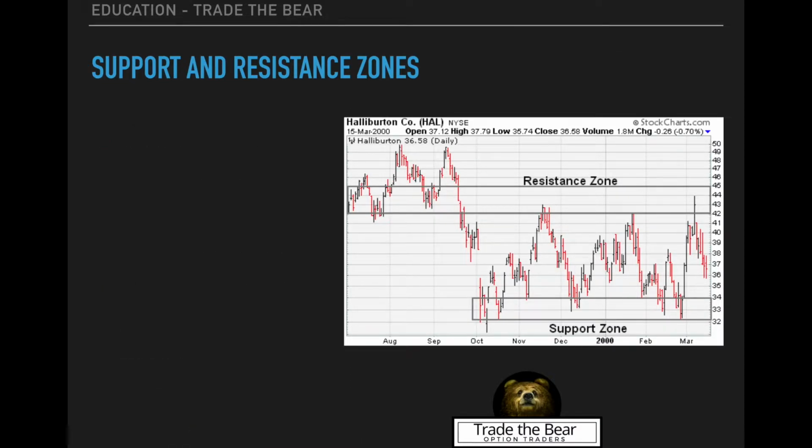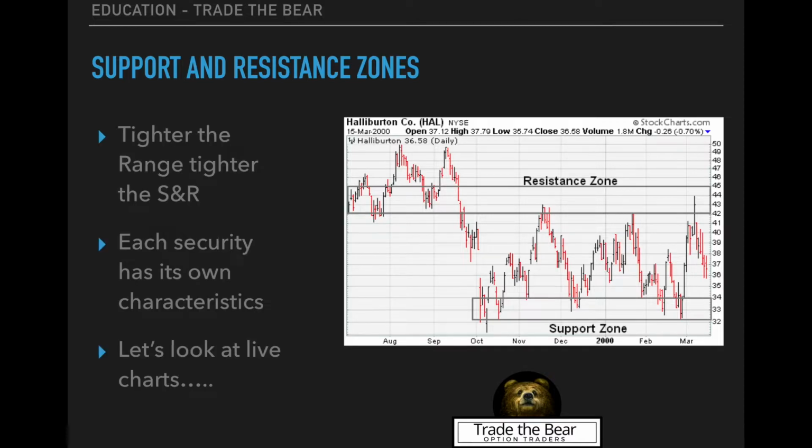So what are support and resistance zones? These are areas I like to use. The tighter the range, the tighter the support and resistance. Especially in day trading, you'll often get really good lines that you can trade off of, whereas on longer time frames, your resistance is going to be in a zone, not necessarily a perfectly pointed line.